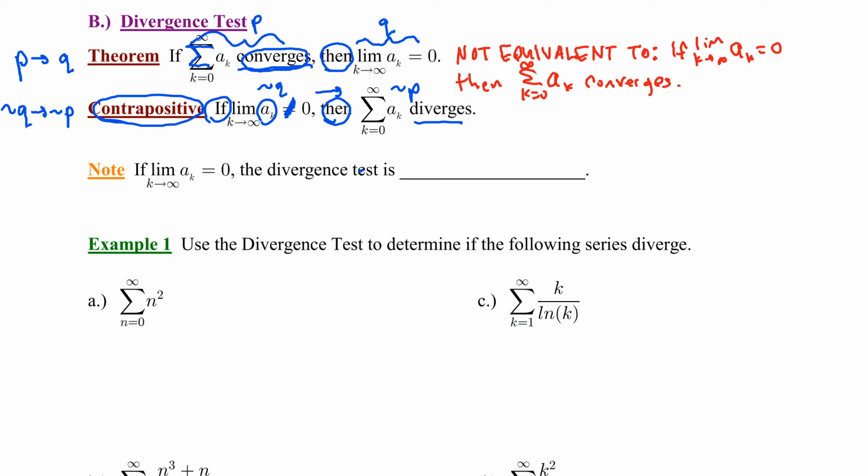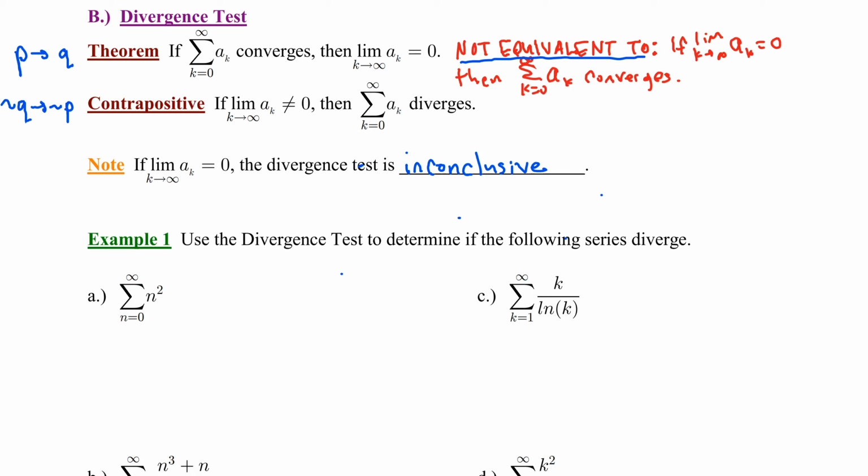Note, if I find the limit as k approaches infinity of the term of the series and I discover it's equal to 0, right? It's not different from 0, it is 0, then the divergence test is inconclusive. It may or may not converge. I don't want to accidentally apply the converse. That is, if the limit is 0, I do not want to conclude convergence because we know the converse is not equivalent to the original conditional. Got it? Does that make sense?